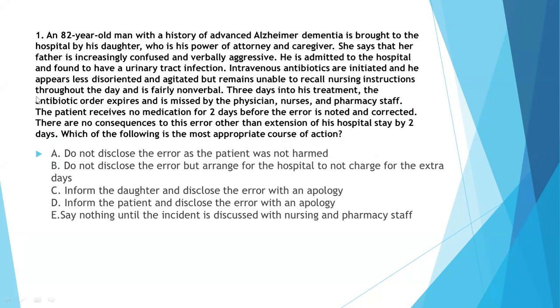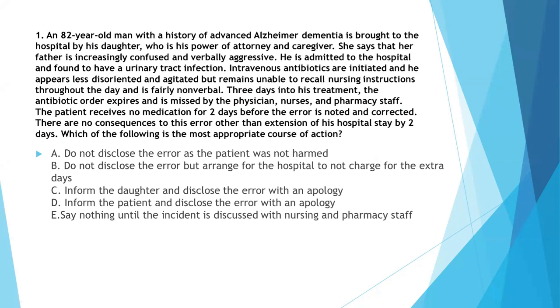3 days into his treatment, the antibiotic order expires and is missed by the physician, nurses, and pharmacy staff. The patient receives no medication for 2 days before the error is noted and corrected. There are no consequences to this error other than extension of his hospital stay by 2 days. Which of the following is the most appropriate course of action?